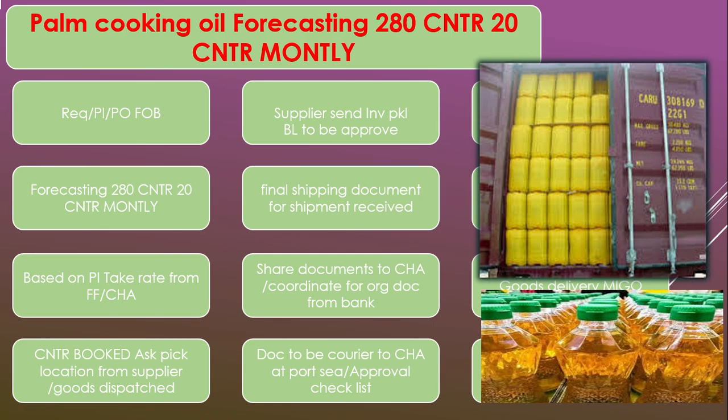For example, we import this palm oil on FOB terms. FOB means the Malaysian supplier will deliver goods at the seaport of Malaysia. After that, we need to bring this container to India by appointing the freight from our side. We will understand the procedure step by step.